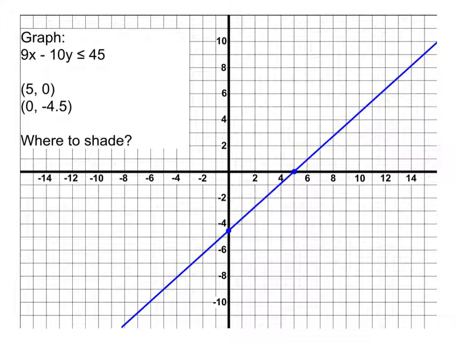By the way, side note, notice it's or equal to, so I drew the solid line. If it was just less than, it would have been dotted. Same rules as normal with that. But we do have one thing that's a little bit different in this case.